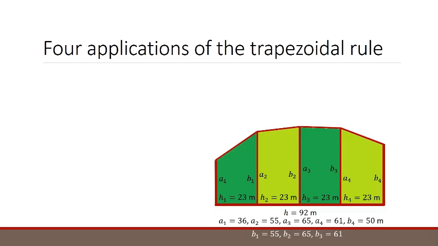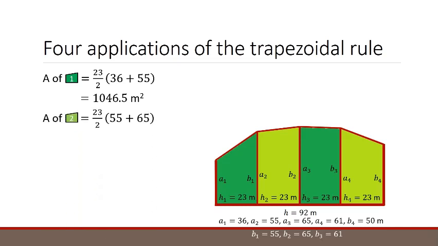And you'll notice underneath I've just put A2 is the same as B1, 55. A3 is the same as B2, 65. And A4 is the same as B3, 61 metres. So we simply find the area of that first trapezium, the dark green one on the left, and this time it's 23 on 2 times brackets 36 plus 55, which is 1,046.5 metres squared.